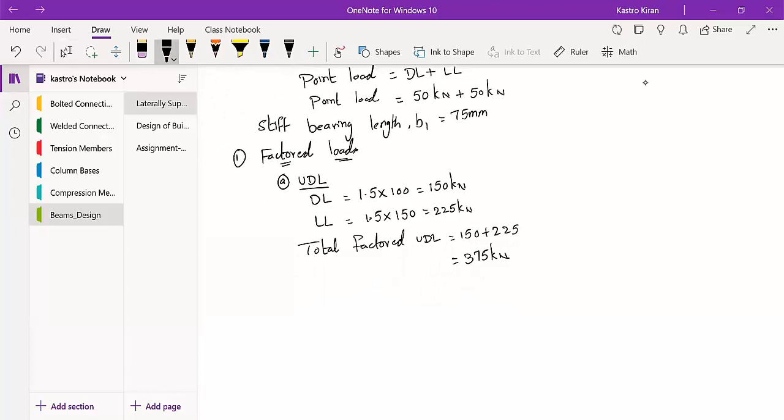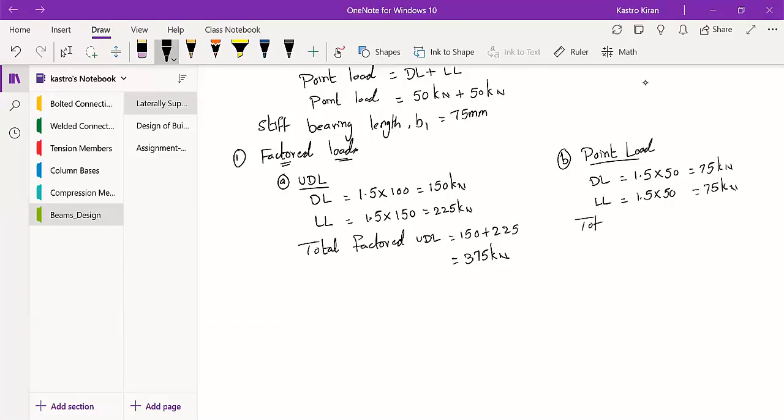And you have another factor, which is the point load, right? You also have the point load acting on the member. The dead load as a point load is 50 kilonewtons. Therefore, the factored dead load in terms of point load will be 1.5 times 50, which is 75 kilonewtons. And you also have the live load, which is again 50 kilonewtons, and I'm multiplying with 1.5, which becomes the factored live load in terms of point load, which will be again 75 kilonewtons.